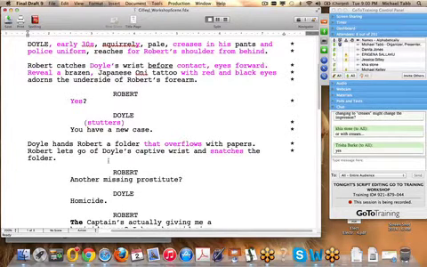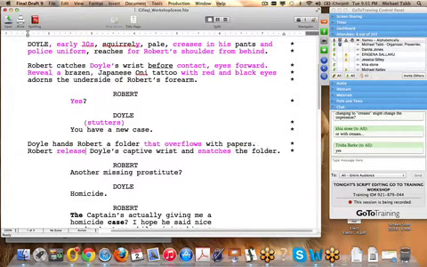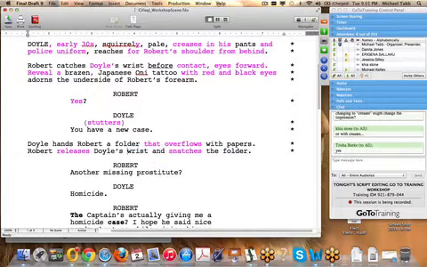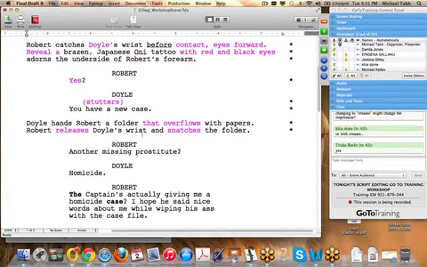Okay. Robert lets go of Doyle's... Again, why say three words when one word will do? What's a word that says let go of? Releases. That's right. Releases Doyle's. Now, if he's releasing the wrist, do you need captive? No. Wrist and snatches the folder.